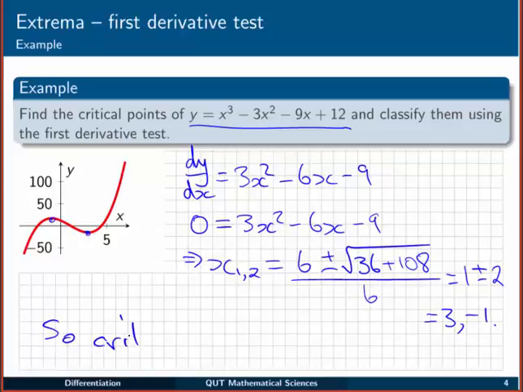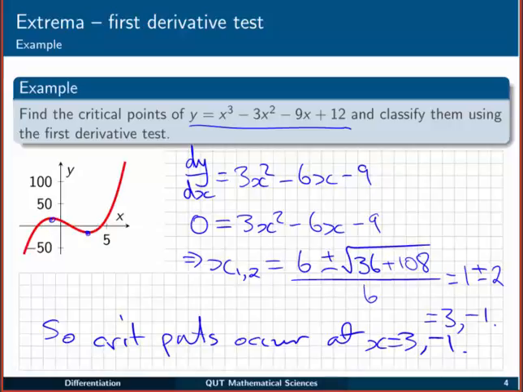So for this example, critical points occur at x equals 3 and minus 1. Now looking at our plot, that is exactly what we'd expect. There's roughly 3 there and minus 1 there. So we're off to a good start.